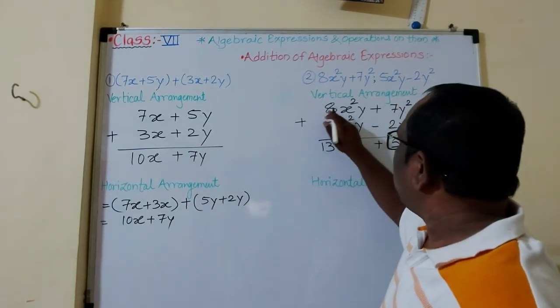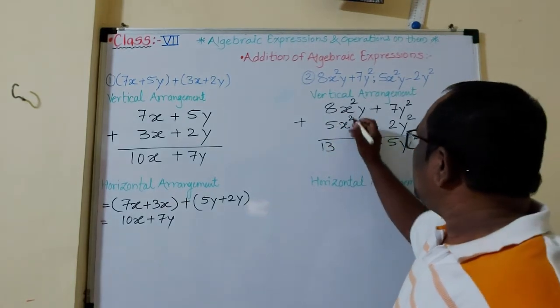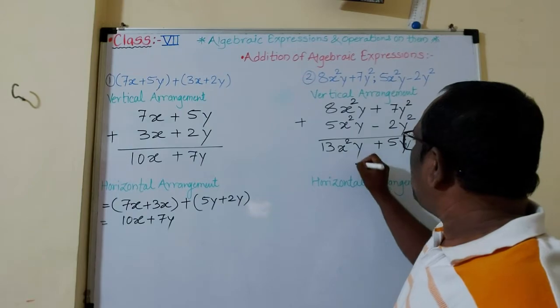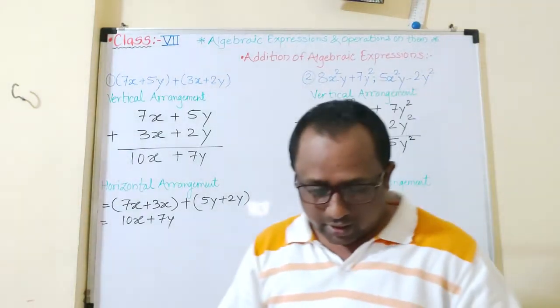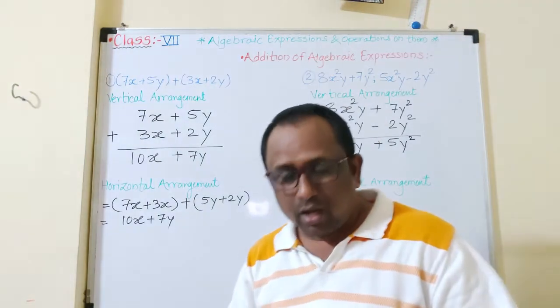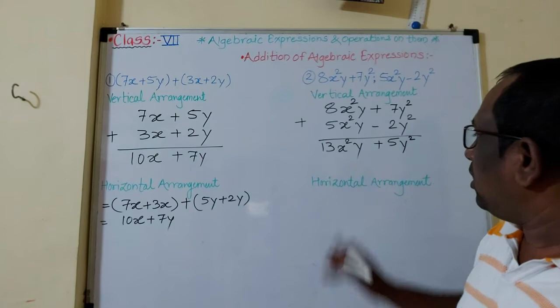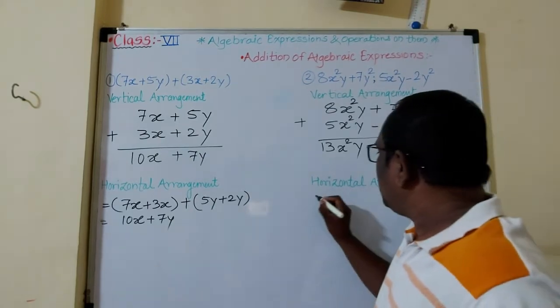Here 13, 8 and 5. This coefficient we have to add. Then 13x²y. So we got the answer 13x²y plus 5y². This is the vertical arrangement. Now we will solve the horizontal arrangement.